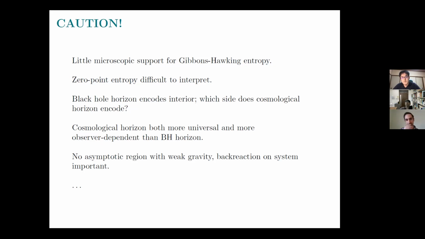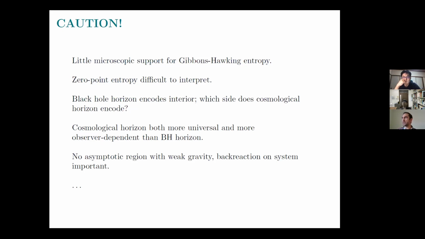Another thing is that the black hole horizon encodes the interior of the black hole. And you can ask which side does the cosmological horizon encode? And we're going to talk about that in this talk. Another important difference is that the cosmological horizon is both more universal and more observer dependent than the black hole horizon. What do I mean by that?